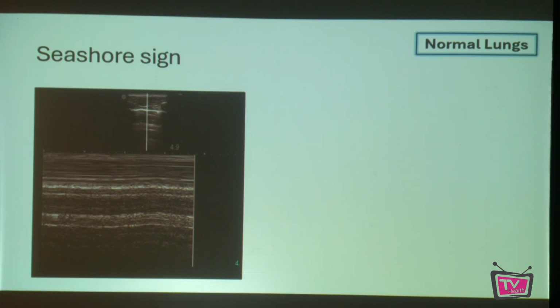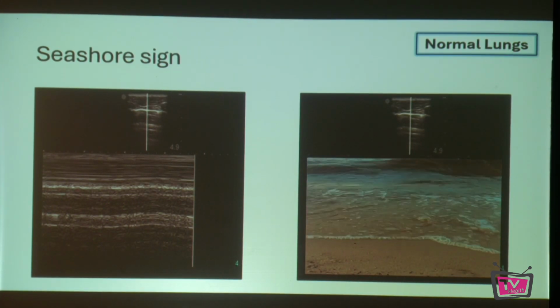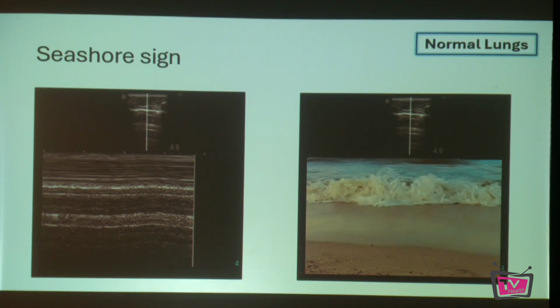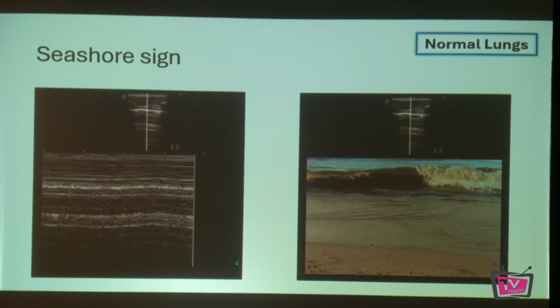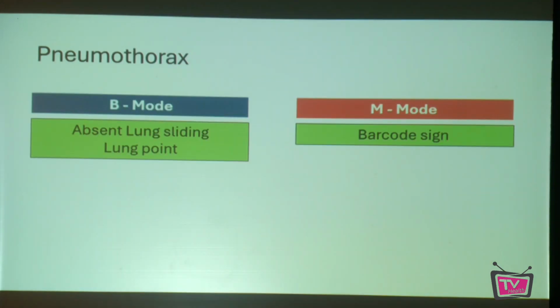What you classically describe as the seashore sign, when you put an M mode: this is the sea, skin and subcutaneous tissue, and you can see the granular part of the lung, which is called the shore. This is a classic seashore sign. That means the lung is okay.